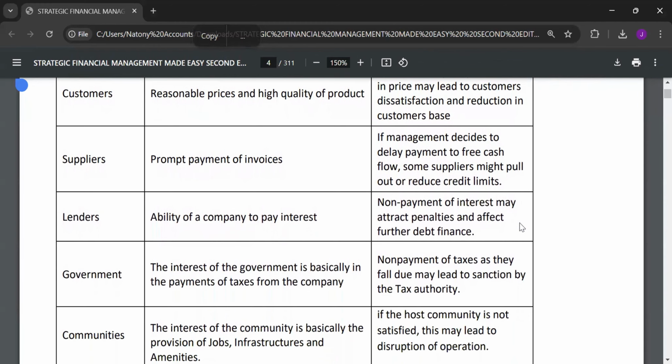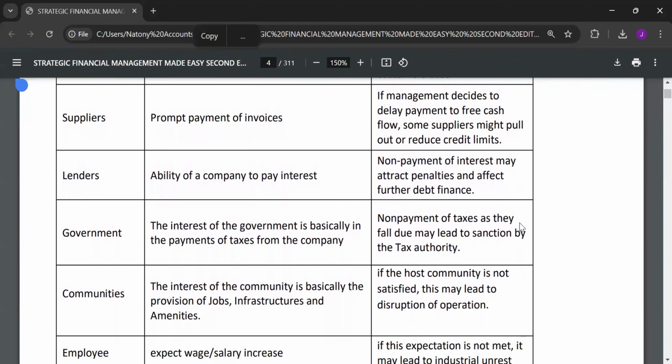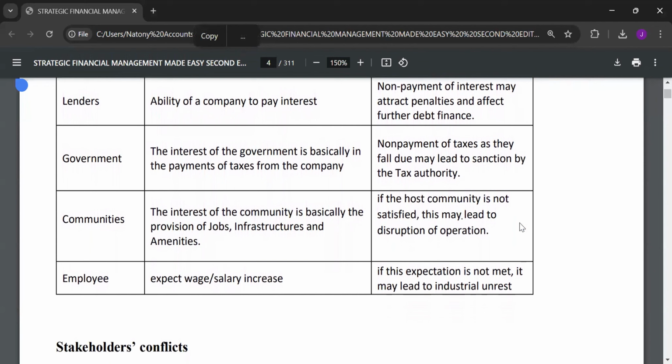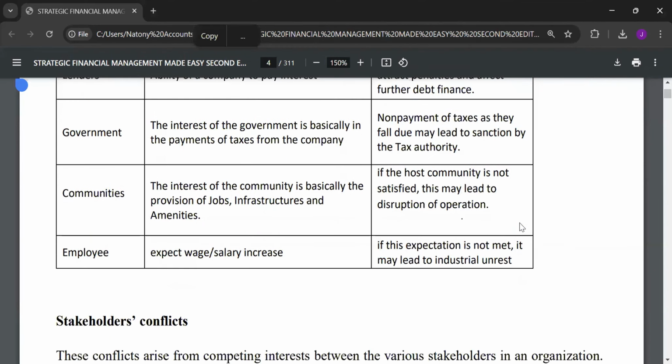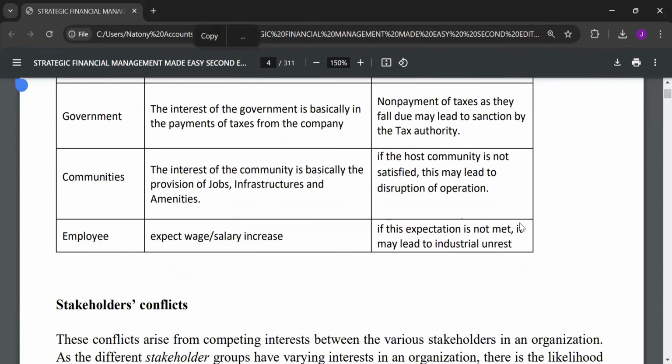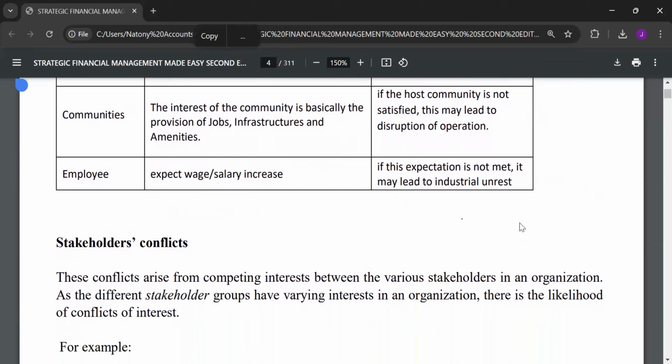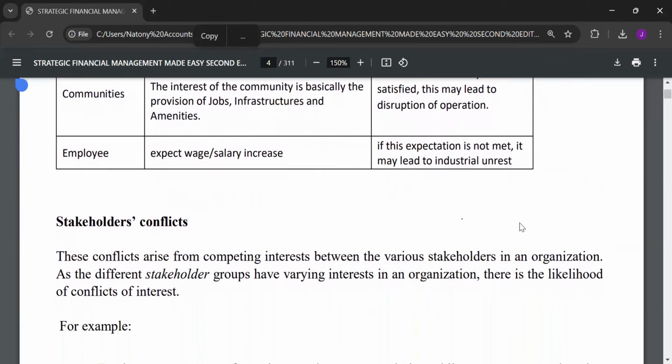Lenders, what are they looking at? The ability of a company to pay interest and also principal repayments. Government, their basic interest is in compliance with taxes. Community, basically what they are looking for is job provision and also infrastructural amenities. Employees expect wage increases or salary increases.